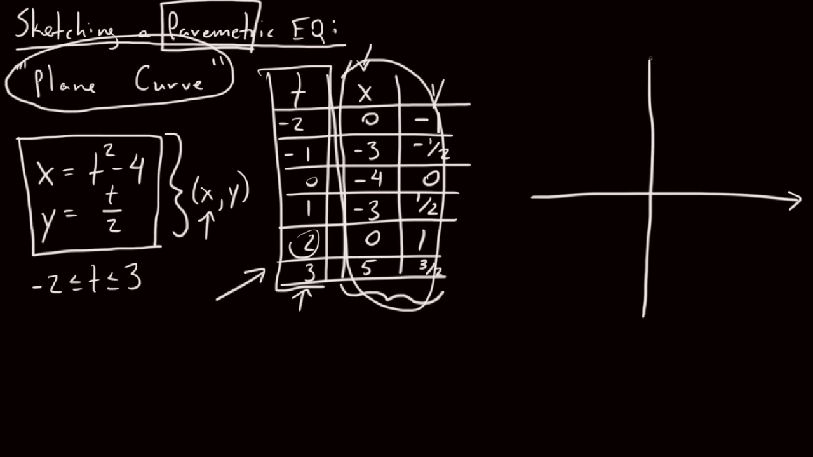Okay. The first thing I want to point out is this. We do not alter the x-axis to represent t. We let x be x and y be y. And another thing I want to point out is this. You notice that we define the domain of t as being from -2 out to 3 inclusive, but the fact of the matter is this.